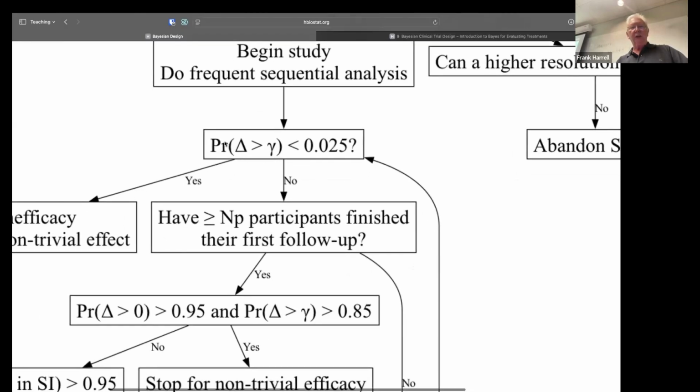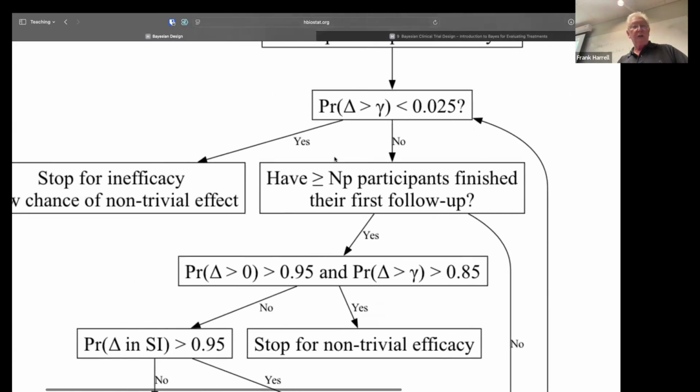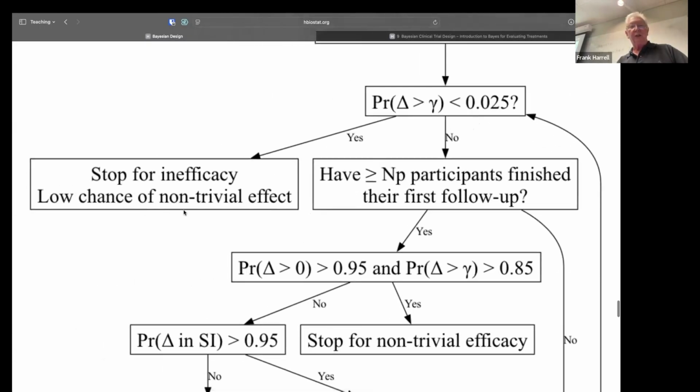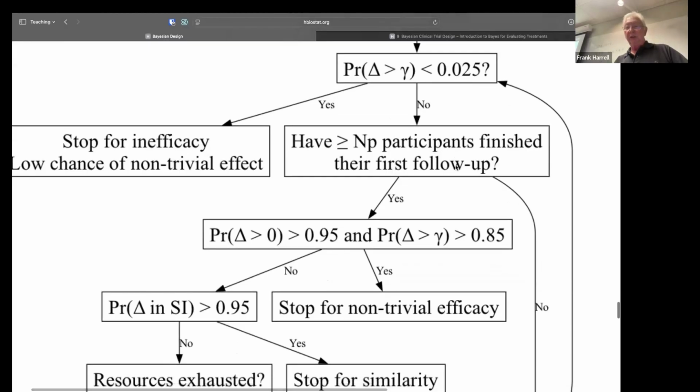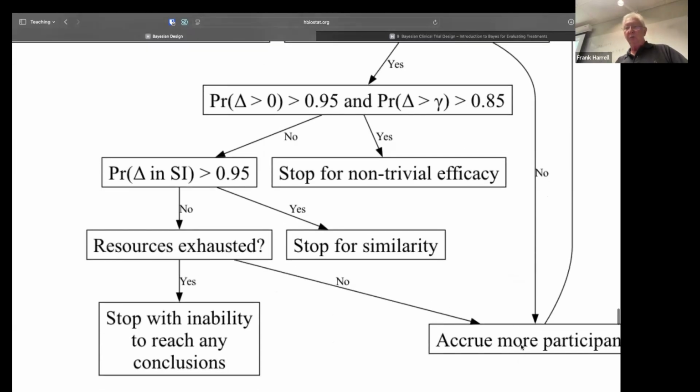So we asked the question, do we have a very low probability of more than trivial efficacy? If that probability is very low, we can stop early for inefficacy, and we have a very low chance of a non-trivial benefit of the drug. If that is not very tiny, have we followed at least N sub P participants so we can estimate the precision of the treatment effect, and it's a good precision? If no, we're going to accrue more patients.